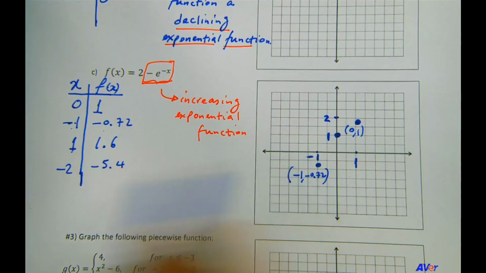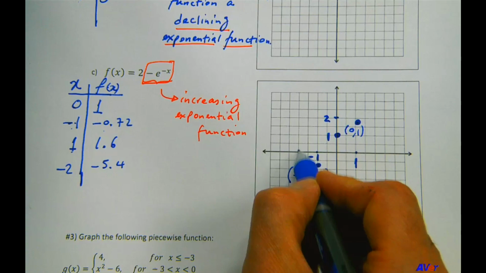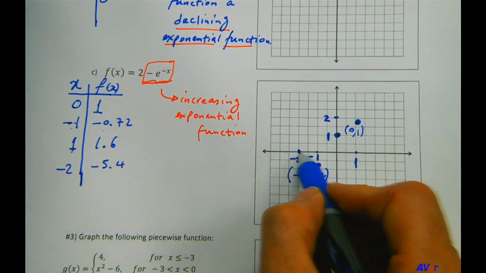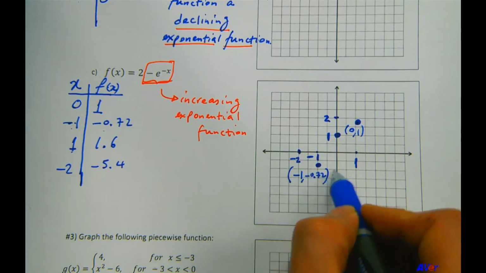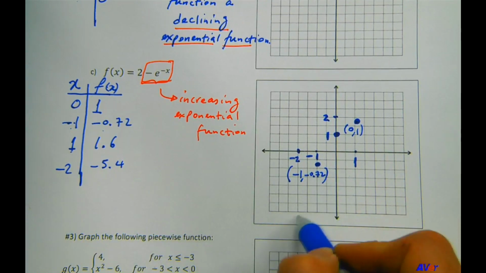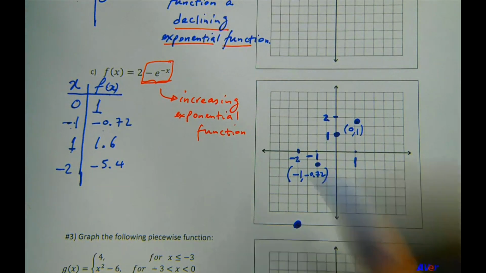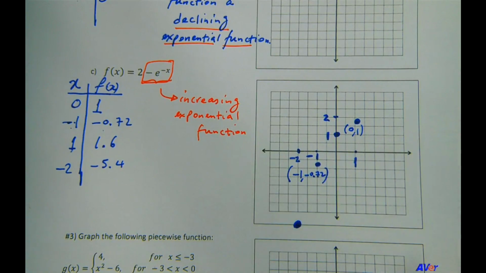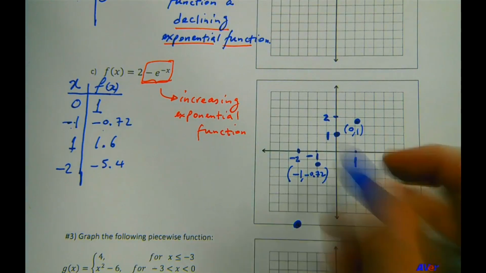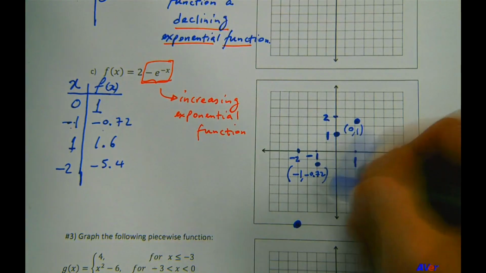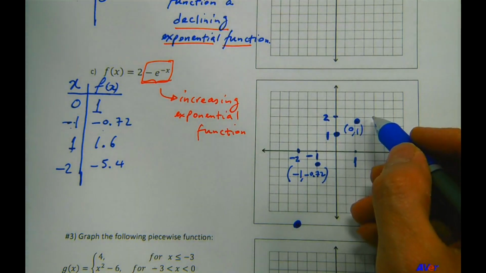So negative 2 would be here, and negative 5.4 would be way down here. 1, 2, 3. It would be way down here. Let me just put it there. It's going to go off the page if I went with the increments that I picked, or nearly off the page. But now we have a pretty good idea of what's happening.